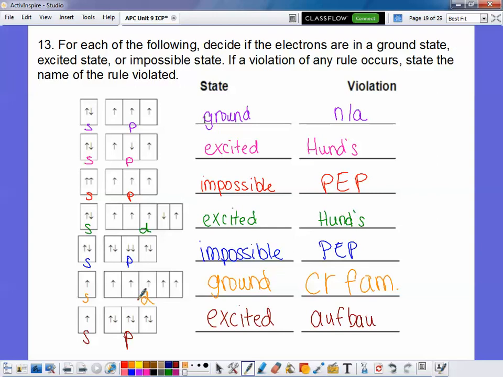It's a German word. It just means like from the bottom up. That you're going to fill the lowest energy orbital available. Okay? So like this chromium family, it's not a violation of the Aufbau principle because technically the D orbital that we were using has slightly lower energy than the 4S because it's a slightly more stable configuration.